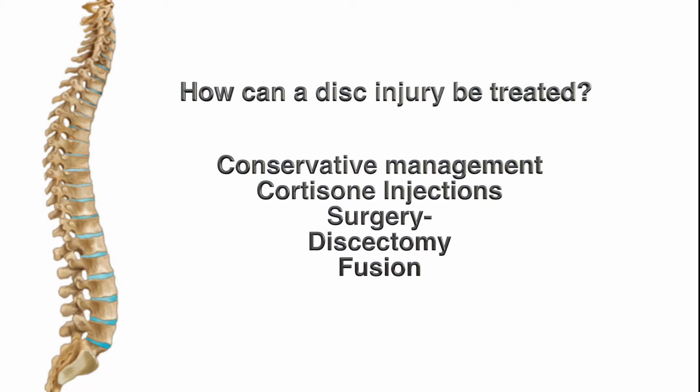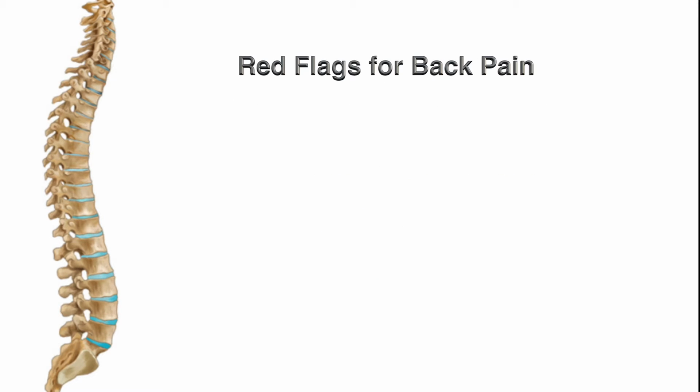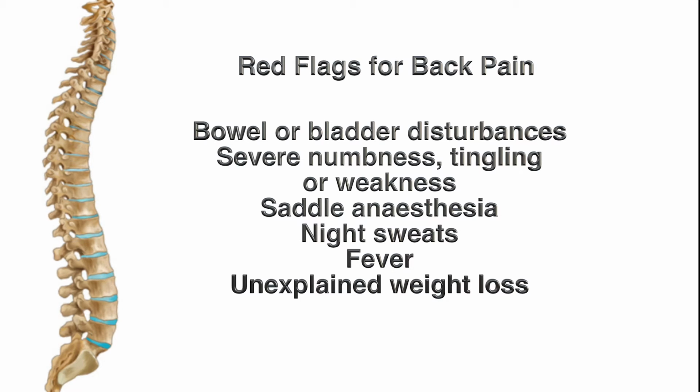Now, it's advisable to start off with conservative management initially, and then if that doesn't work over a period of 3 to 6 months, or if there are any severe red flag type symptoms, such as bowel or bladder disturbances or severe numbness, tingling or weakness, then often they have to operate fairly quickly.